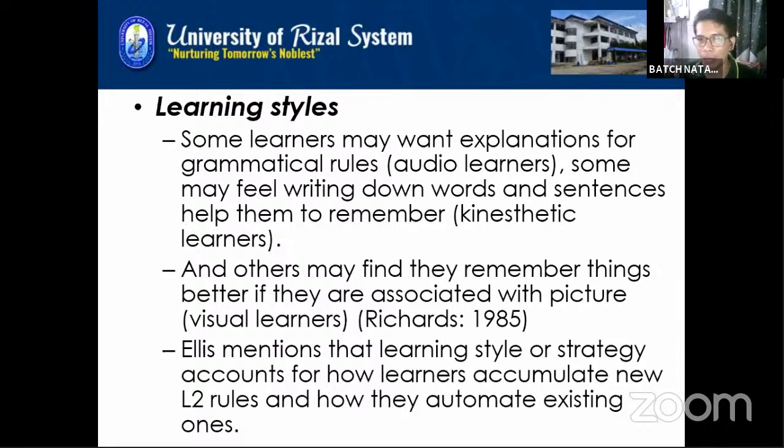Minsan yung iba, halimbawa ay just imagine that these are the things that you do, and then lalapatan mo ng iba't ibang mga things that are associated to that images para mas madaling maunawaan. Okay, so Alice mentions that learning style or strategy accounts for how learners accumulate new second language rules and how they automate existing ones.